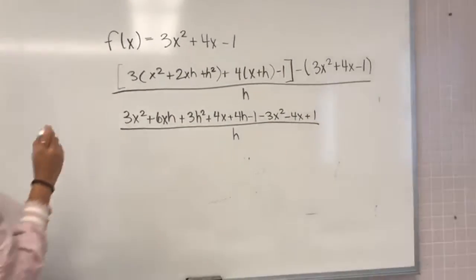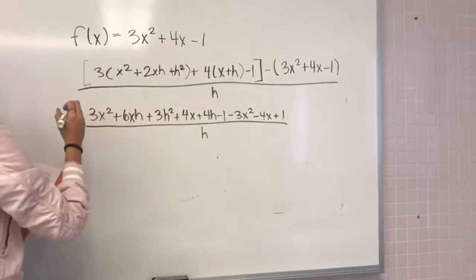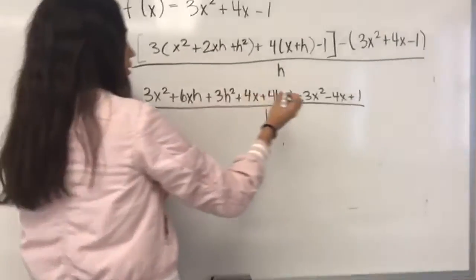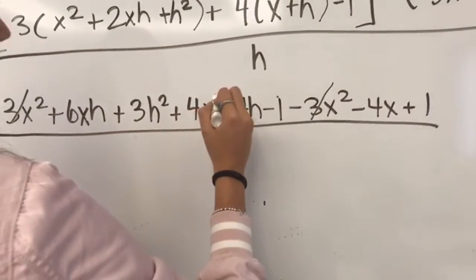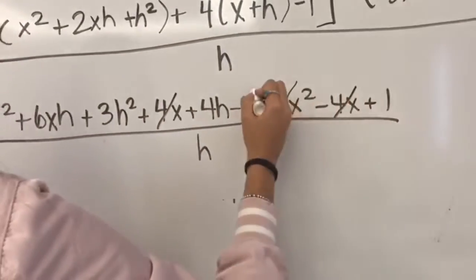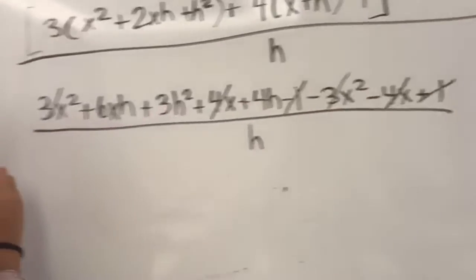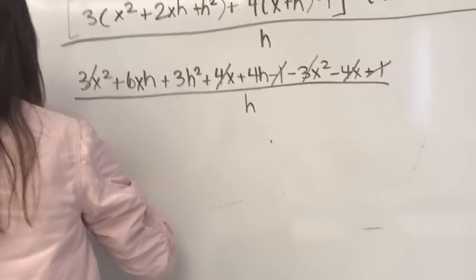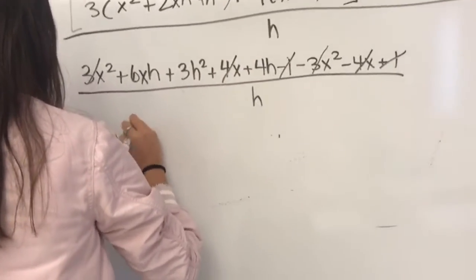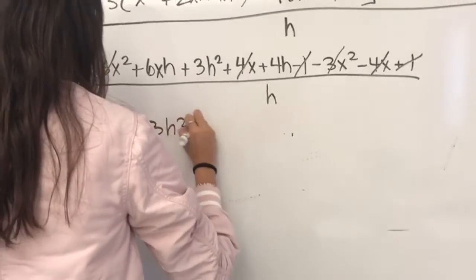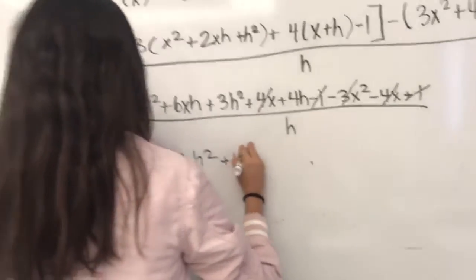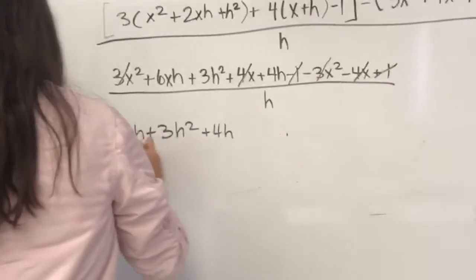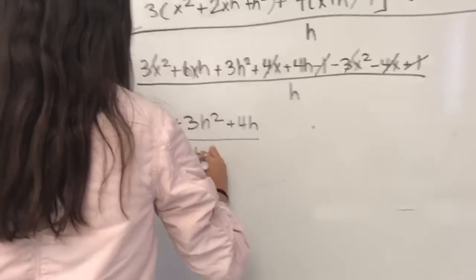Okay, then our next step will be to cancel. So we cancel the 3x squared, we cancel the 4x and the 1. That leaves us with 6xh plus 3h squared plus 4h, everything over h.